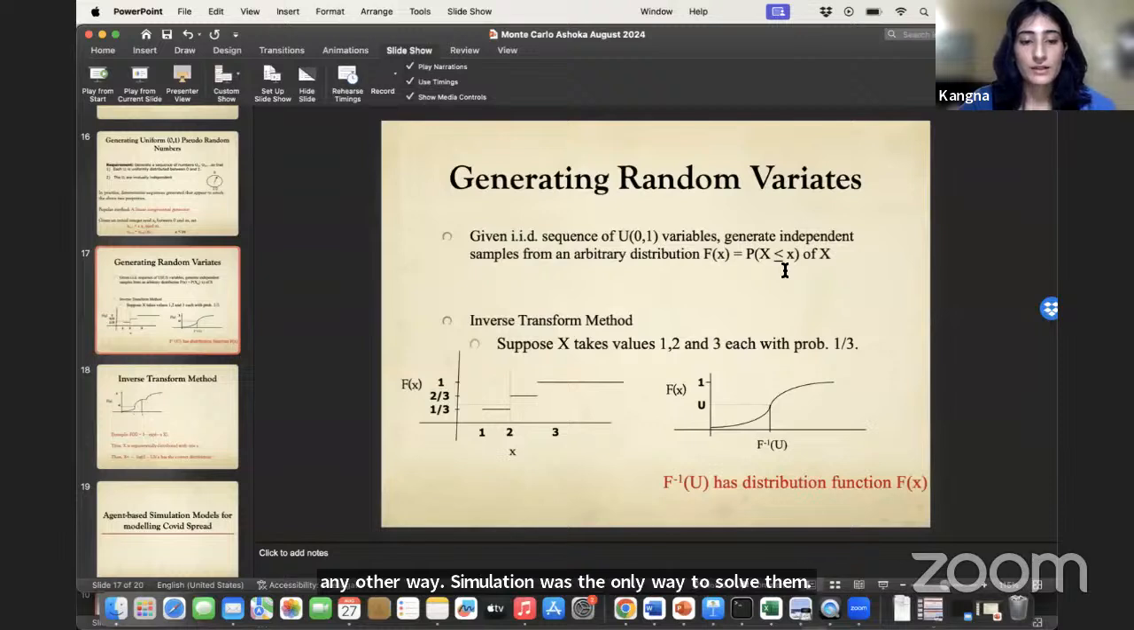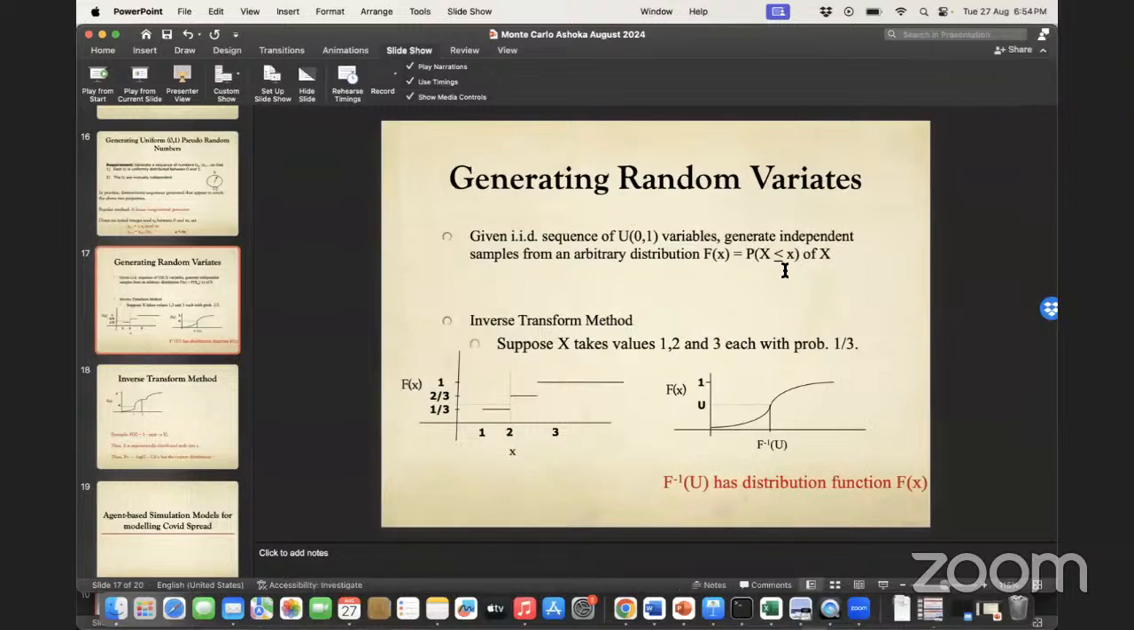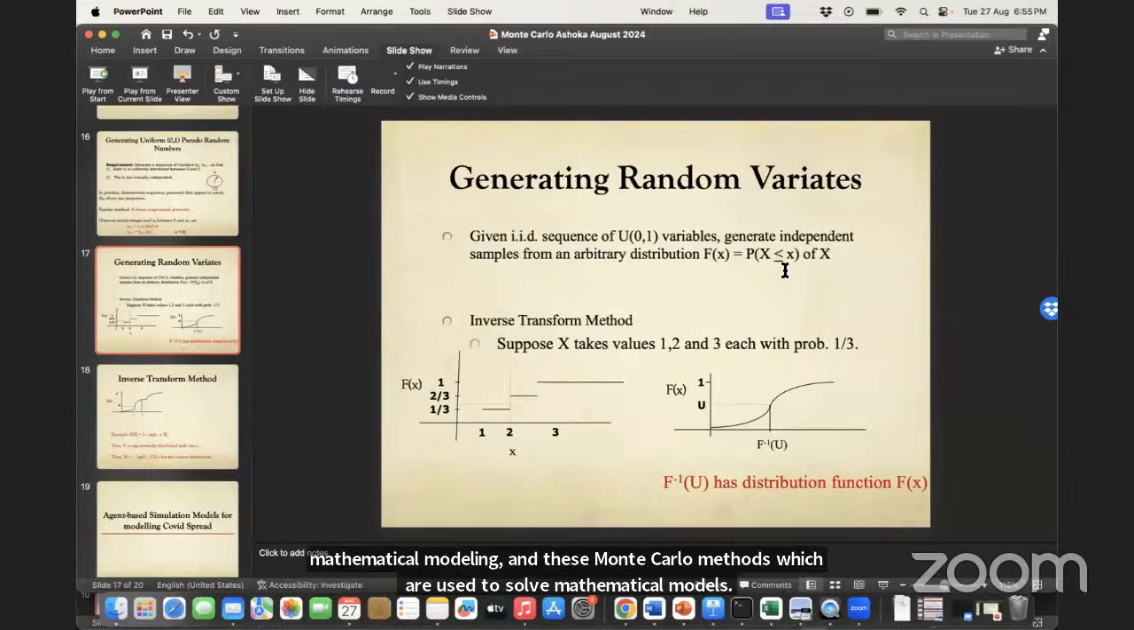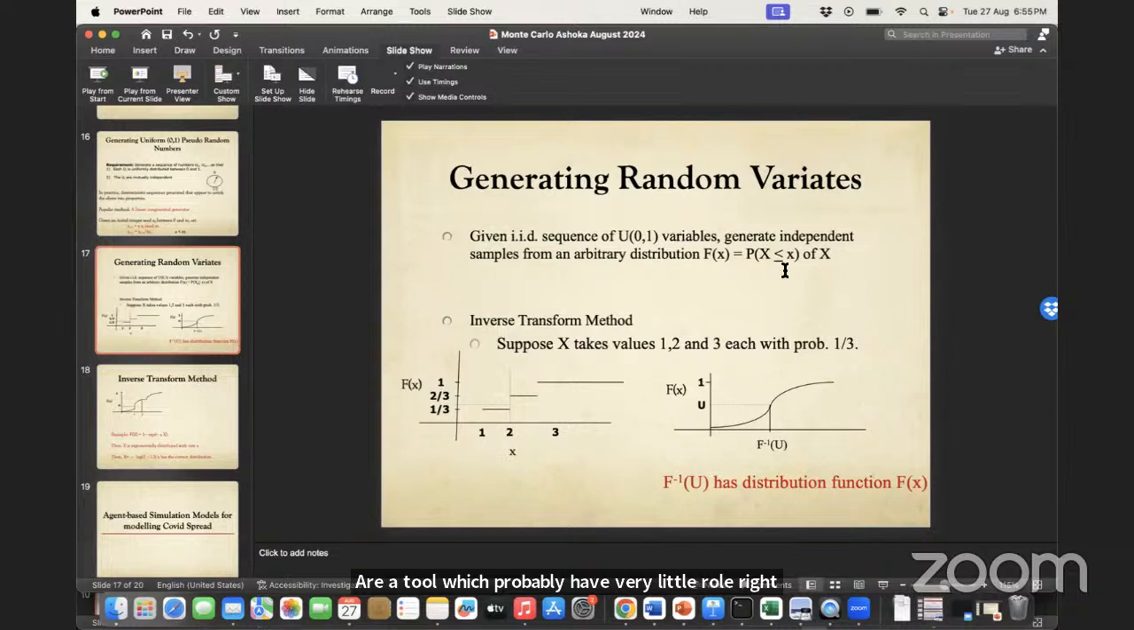The next question is, can we predict the incidence of crimes such as violence against women in India by the Monte Carlo method? All of these are kind of functions of the inputs you give. So I don't think you'll get anything new from doing detailed mathematical modeling. The problem is elsewhere. If you have violence against women, the solutions are elsewhere, the problem is elsewhere. Mathematical modeling and these Monte Carlo methods, which are used to solve mathematical models, are a tool which probably have very little role right now to help you solve these problems.